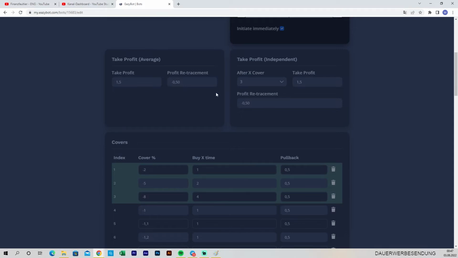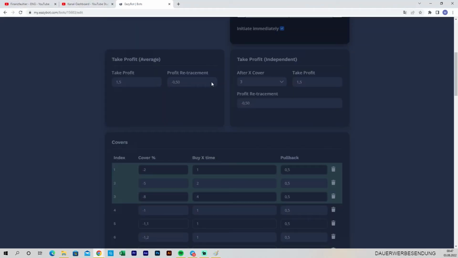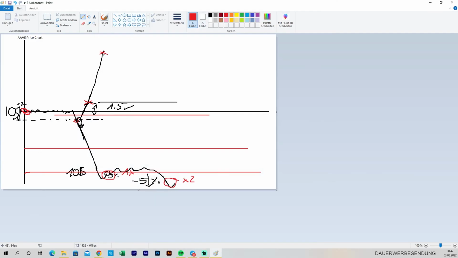Take profit at 1.5%. But again, we have a profit retracement, so we do not want to sell immediately. Let's say this is our line of 1.5%. We don't want to immediately sell when we cross that line right here, because if it moves up, why do we want to sell here if we could sell here? And that is the profit retracement. So it only sells if it drops back down 0.5%.